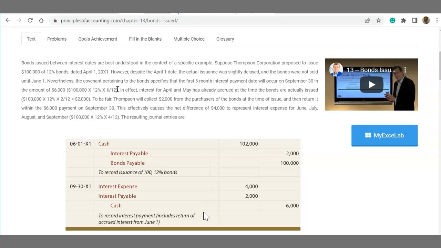12%, divide by half, divide by 2, which is 6%. So 6% of 100,000 is 6,000. However, in effect, the interest for April and May has already accrued at the time the bonds are actually issued, right? So 2 months already accrued, but the bonds were issued 2 months late. So to be fair, Thomson will collect $2,000 from purchasers of the bond at the time of issue and then return it within the $6,000 payment on September 30th. Because they have to pay that $6,000 on September 30th, no matter what.